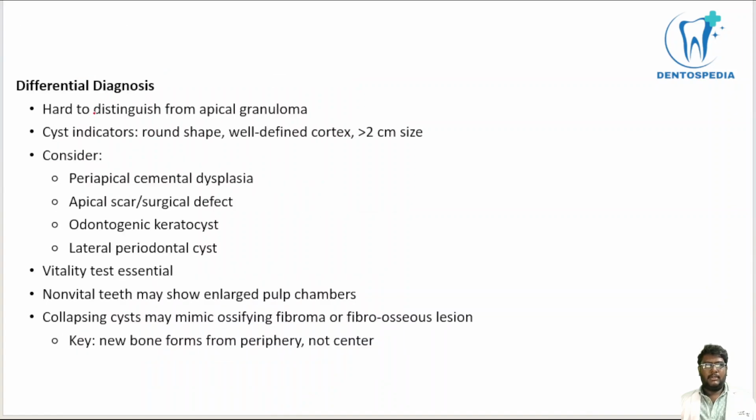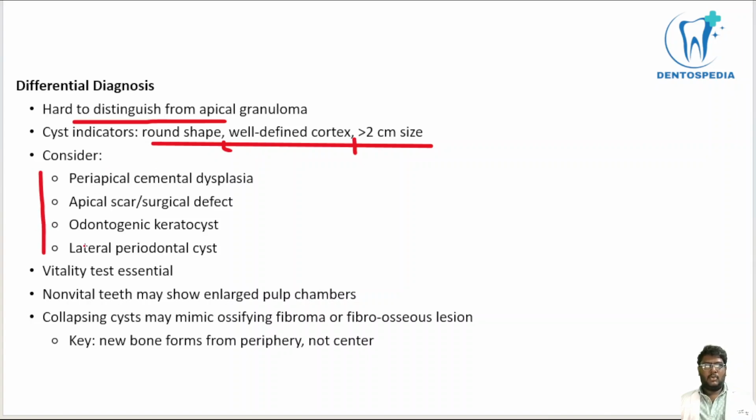And coming to differential diagnosis, it is hard to distinguish between radicular cyst and apical granuloma, but there are certain characteristic points like round shape, well-defined cortex, and greater than 2 cm size. And these are the three important points used for differentiating radicular cyst. And these are the differential diagnosis.